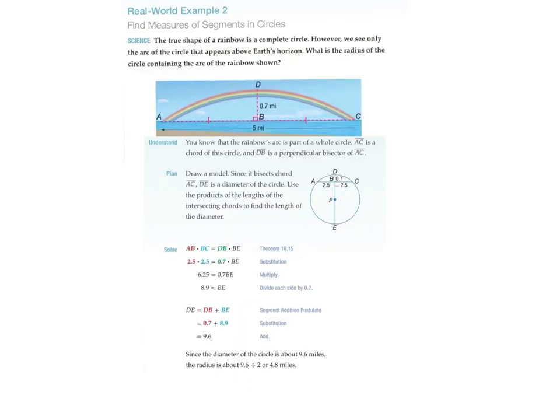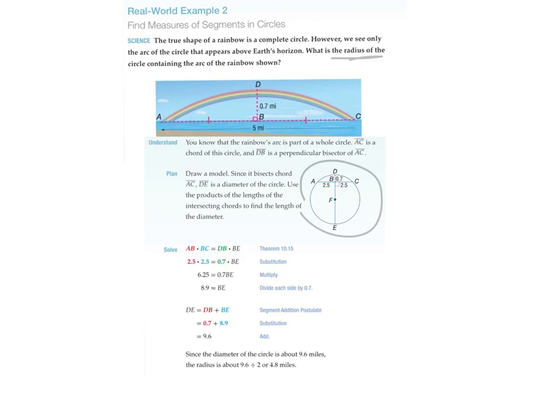All right, these are the more difficult ones that you're going to get. Obviously you've got part of a circle. Don't forget, if you look at the diagram, the rainbow would make a complete circle if it did go all the way around. And again, read the question. What is the radius? So the first thing you've got to do is find the diameter and then obviously halve your answer.